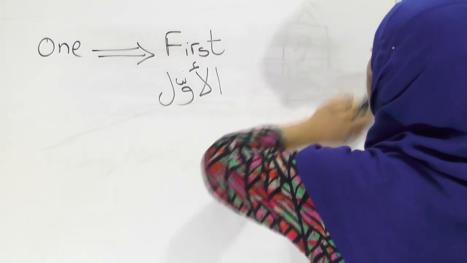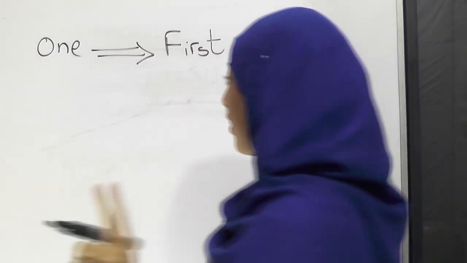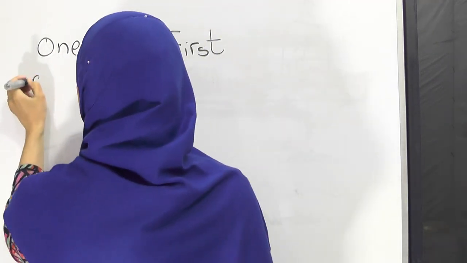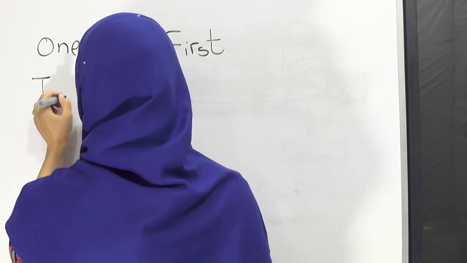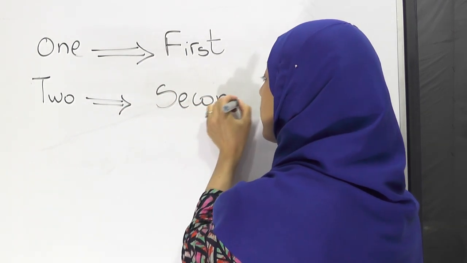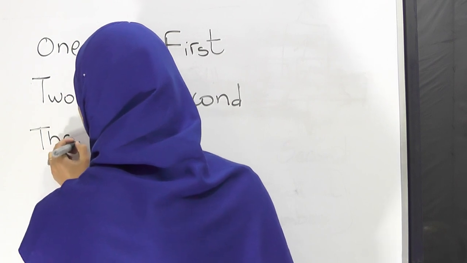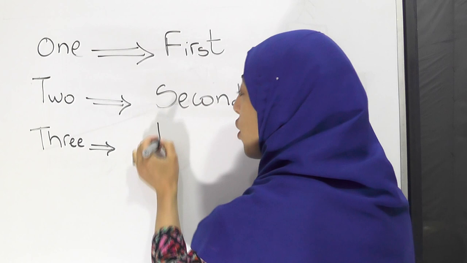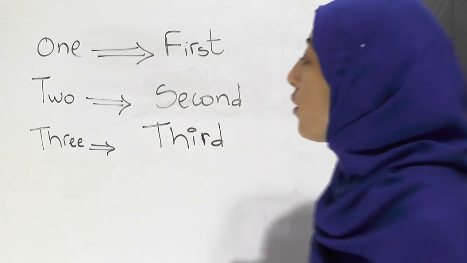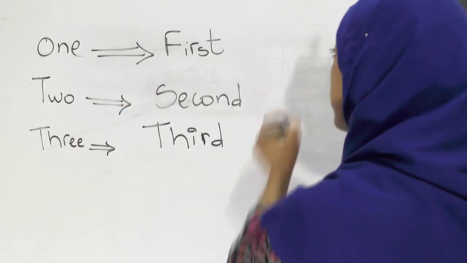Then we continue with the rest of numbers. I'm not supposed to write it in Arabic, but I have to. One becomes first. And two becomes second. Okay? Three is third. One, first. Two becomes second. Three, third.